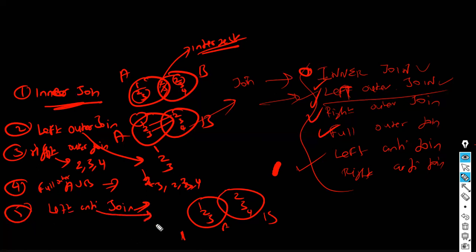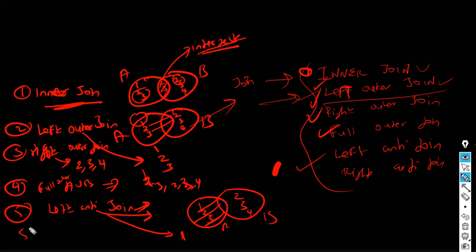That is what your left anti-join is. Left anti-join, only this side, okay? This side. So that means the common values falling here, right? Excluding the common values, 2, 3. And then excluding the common values, you are left with only 1, right?